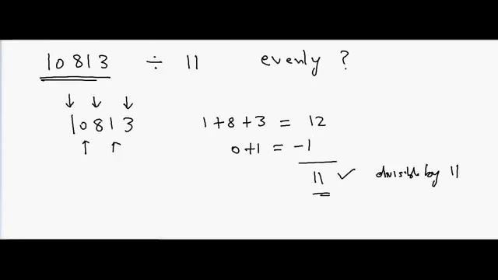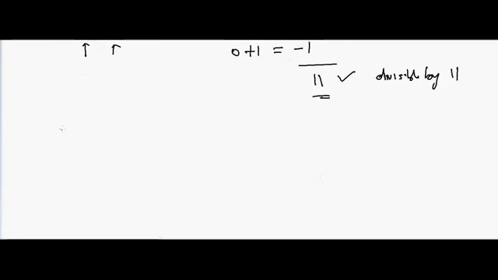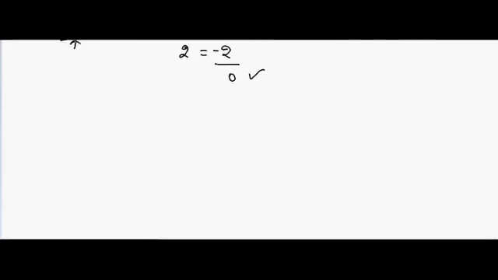Let's take another example. If I have 121, in that case I'll take 1 and 1, and 2. So 1 plus 1 is equal to 2, and the other is 2. If I subtract them both, that will be 0. Because I have a 0, and 0 is also evenly divisible by 11, this number should be evenly divided by 11.